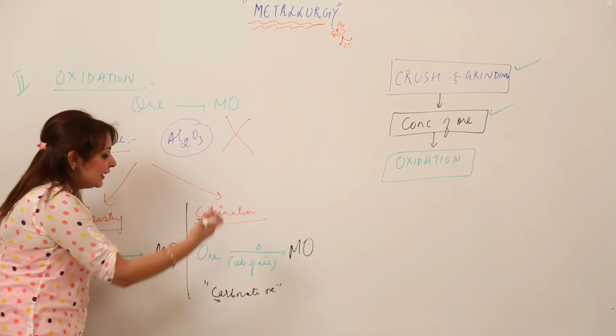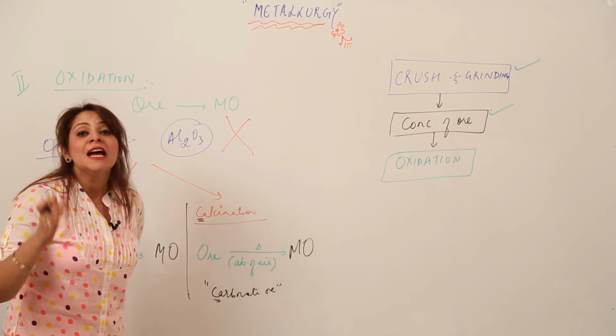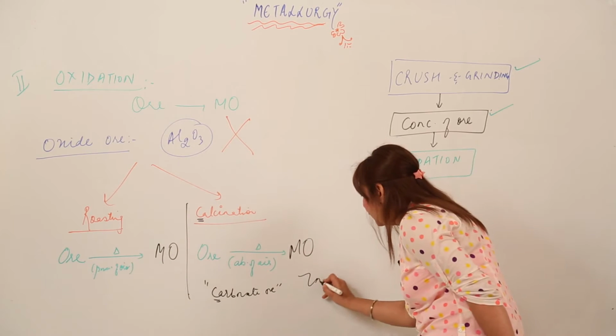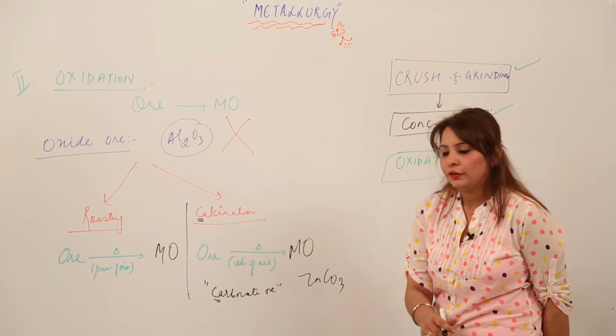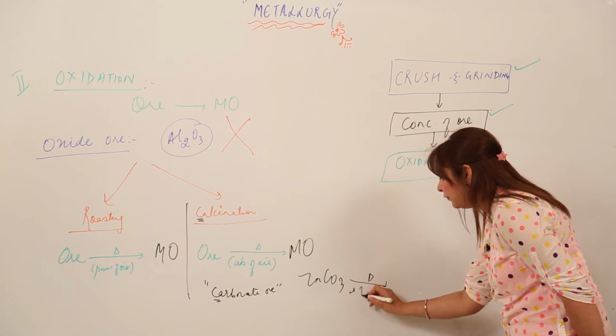So, that means calcination is done for which kind of ores? Obviously, it is done for the carbonate ores. Like I'll state an example. Suppose I have a calamine ore, which is a zinc ore, right. So what I'm doing, I'm just heating it in absence of air.